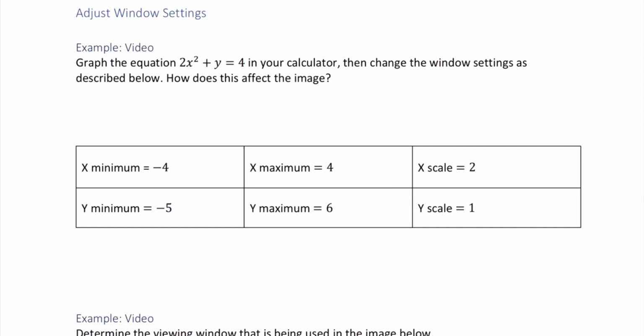Let's look at how to adjust window settings on the TI. We'll be using the equation 2x squared plus y equals 4. In order to put that into the calculator, we first need to solve for y. So we need to subtract 2x squared on both sides. Y equals negative 2x squared plus 4.